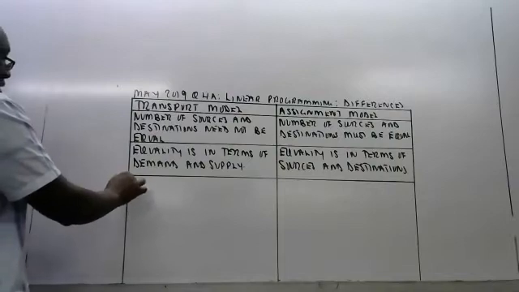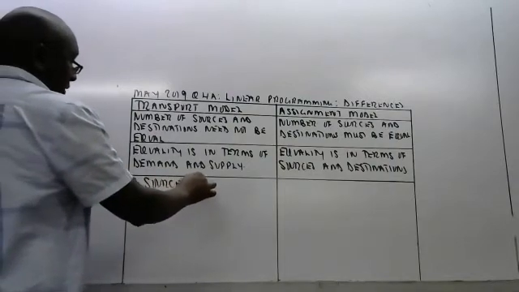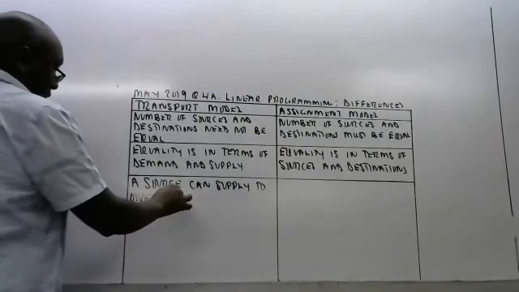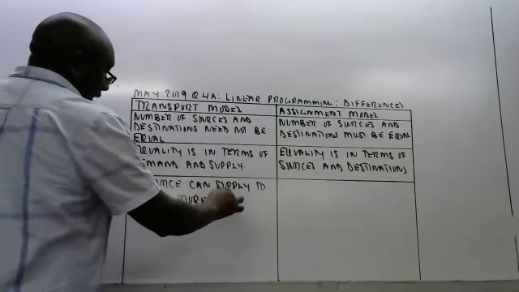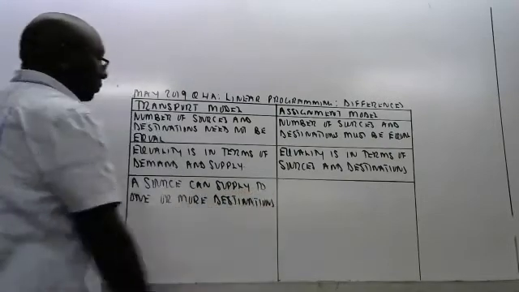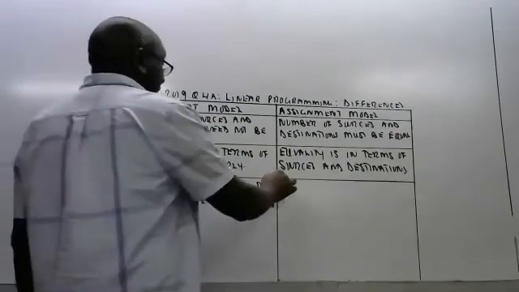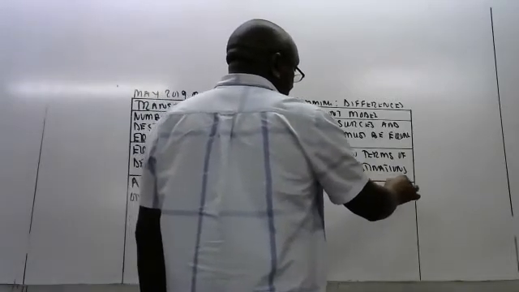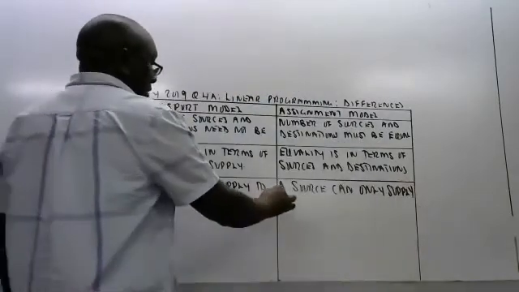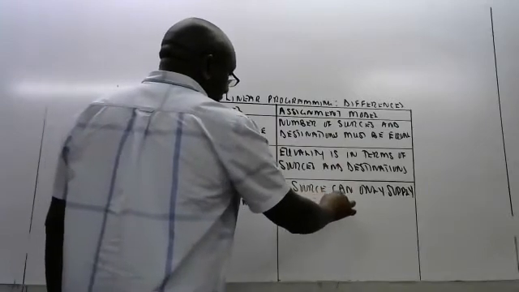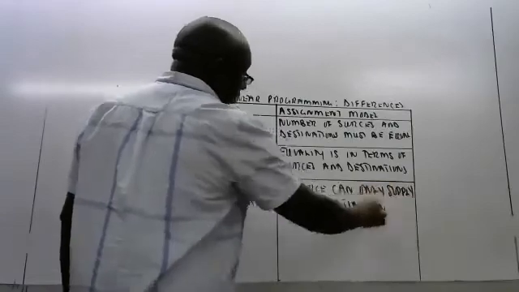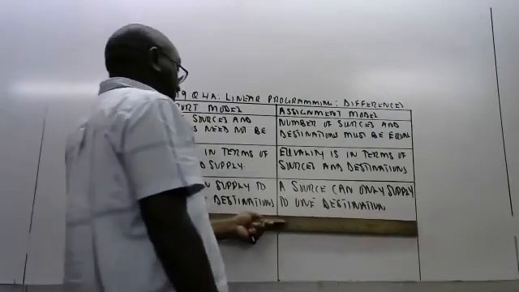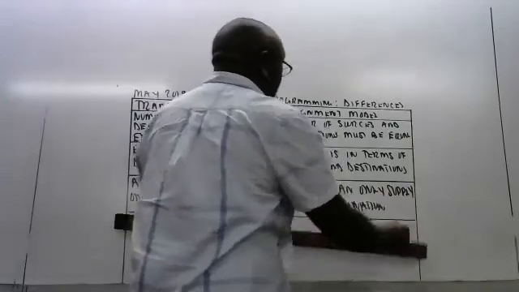Another one is that a source can supply to one or more destinations. But on this other side, a source can only supply to one destination. You can only supply to one. That is called one-to-one mapping. We normally call it one-to-one mapping.